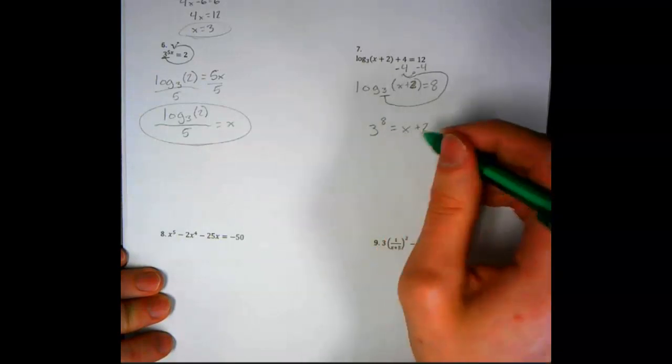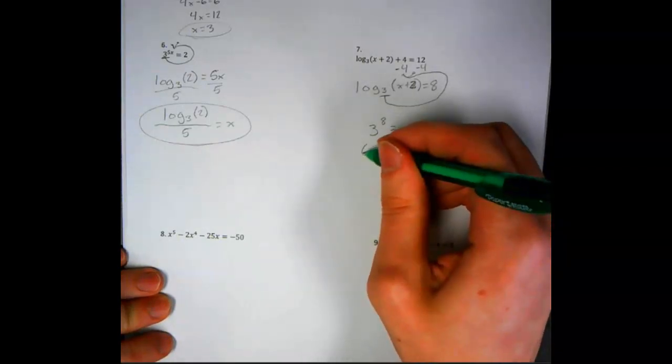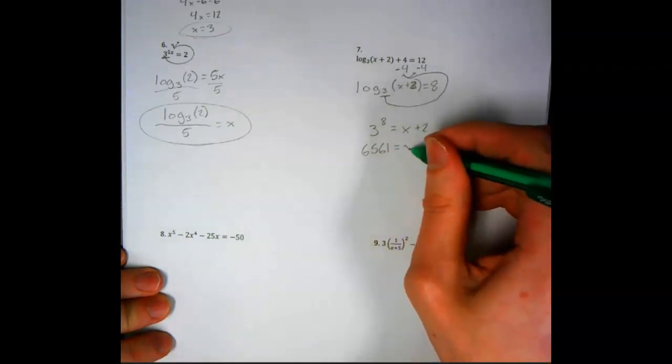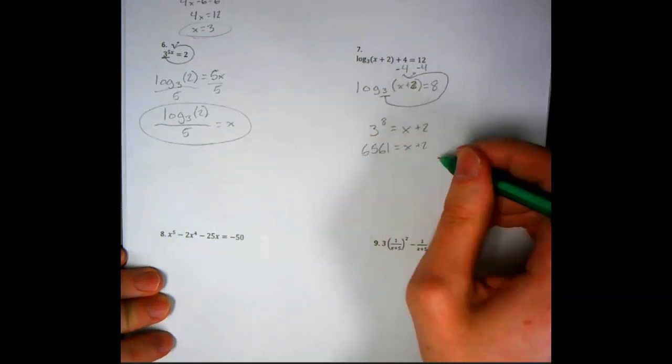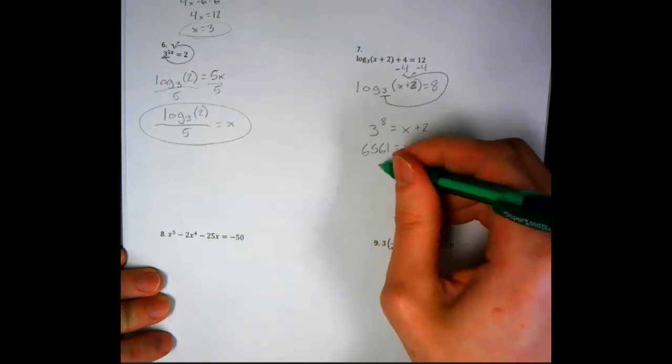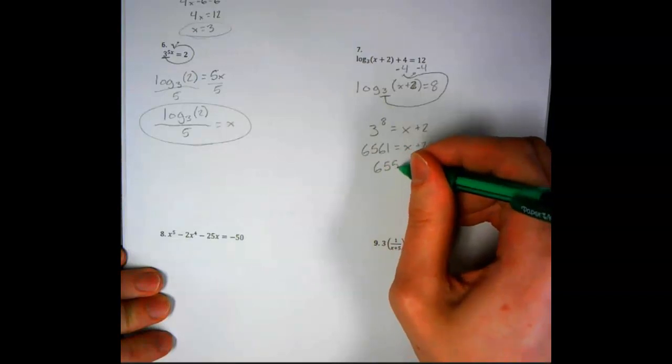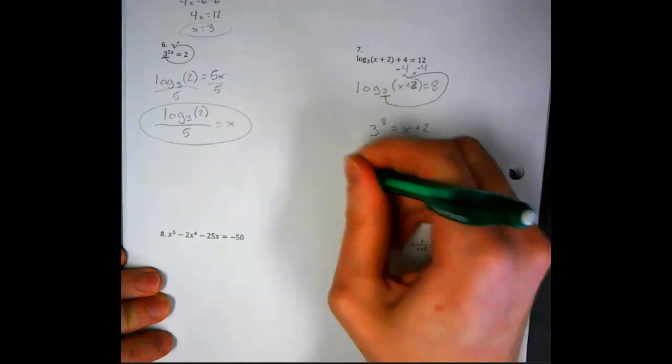3 to the 8th, when we solve that out, we get that to be 6,561 equals x plus 2. When we subtract the 2 over, we'll have 6,559 equals x.